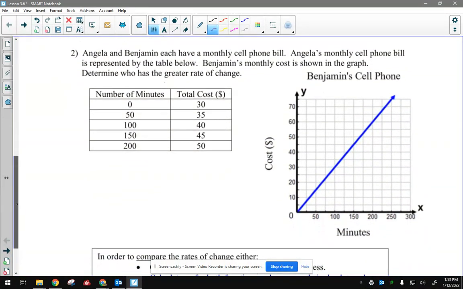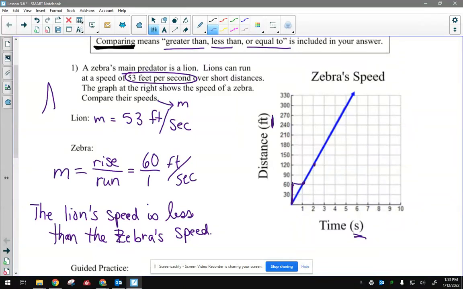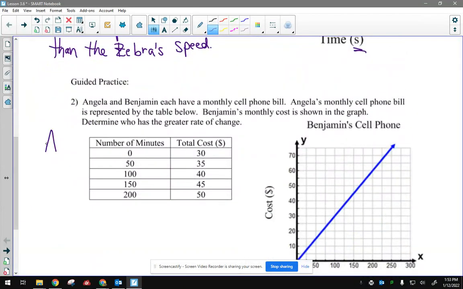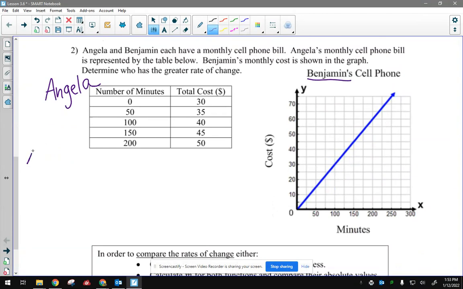Ooh, looks like we're going to have to find it using two. Angela and Benjamin each have a monthly cell phone bill. Angela's monthly cell phone bill is represented in the table below. Benjamin's monthly cost is shown in the graph. Determine who has the greater rate of change. Now I have to do work for both of these. Oh, come on. I have to label that this work is Angela.